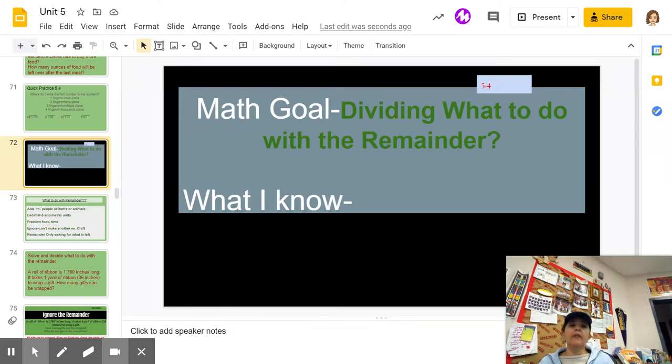Okay, this is math goal, dividing: what to do with the remainder, lesson 5-4. In this lesson, we're going to decide what to do with the remainder, because sometimes we get remainders and we're not sure what to do with them when we have a word problem. Okay, so let's get started.